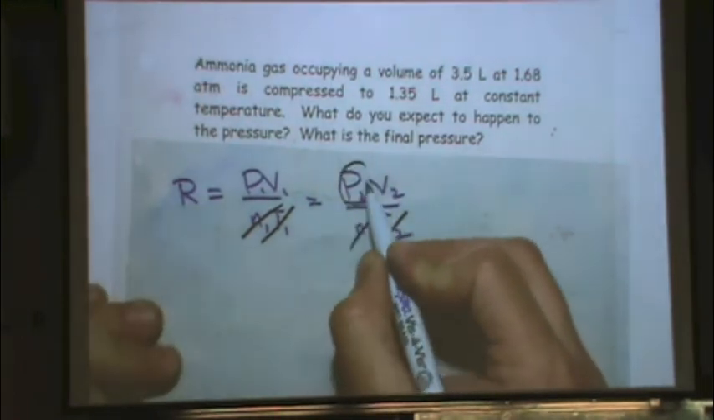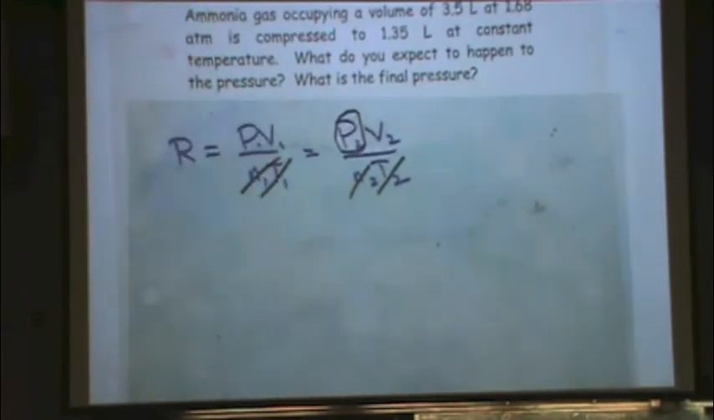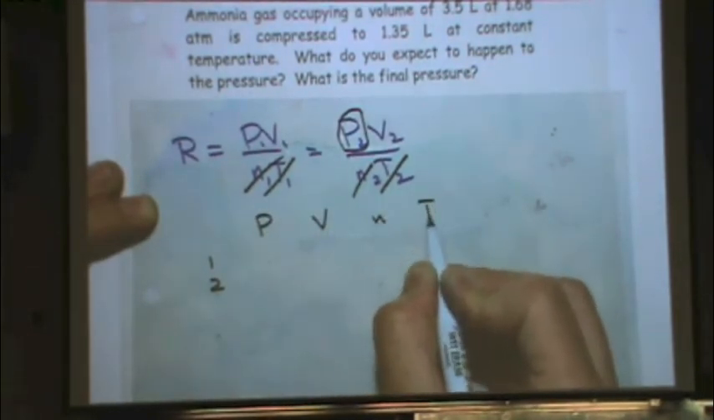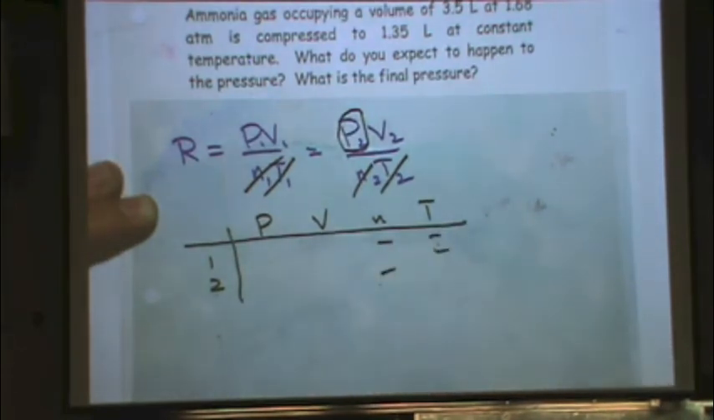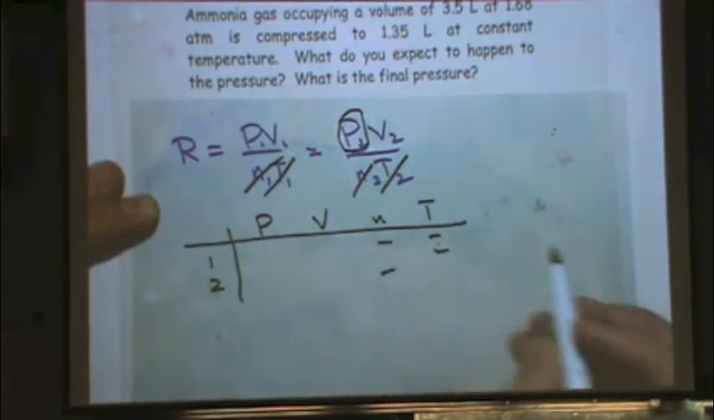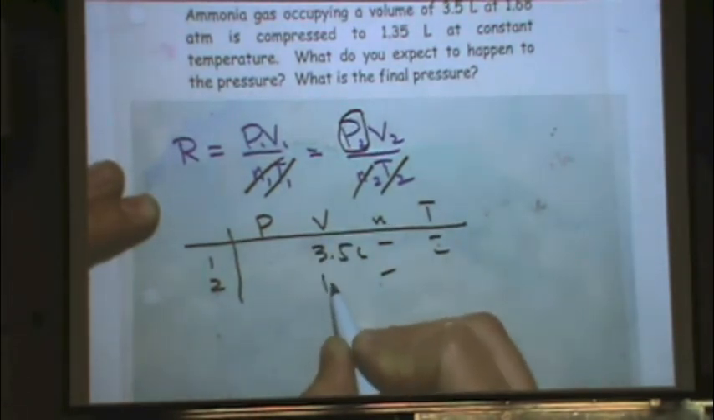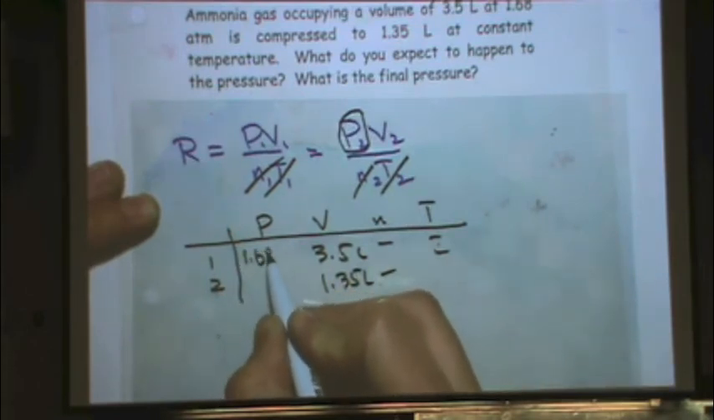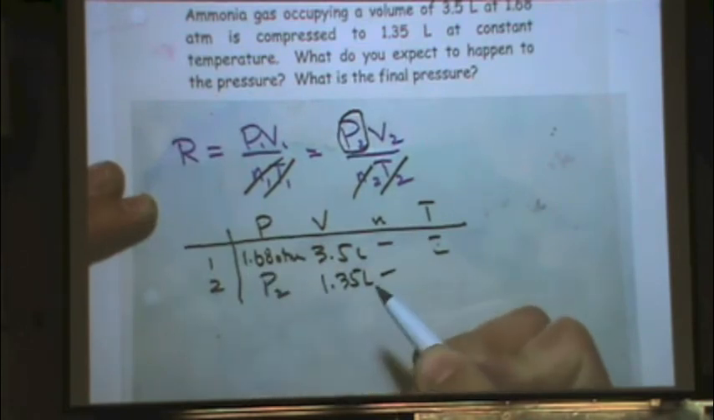Okay. So I want to know the final pressure, so let me just circle that. We're finding this one right here, P2. Okay? And so if you want, you can make a little table while you're getting used to how to think about this. And you could say, well, n and T over states 1 and 2 don't change, but the volume goes from 3.5 liters to 1.35 liters. And the pressure goes from 1.68 atmospheres to, we don't know, so I'll say P2.